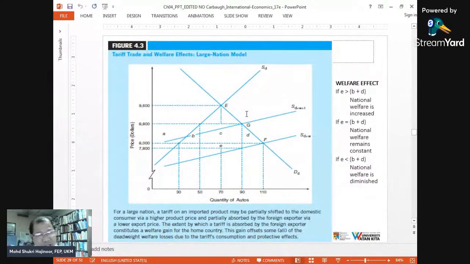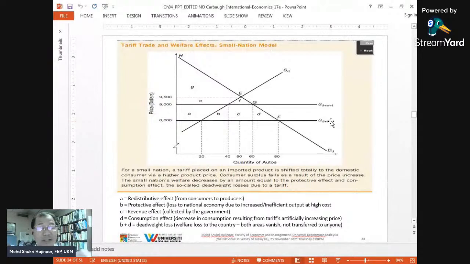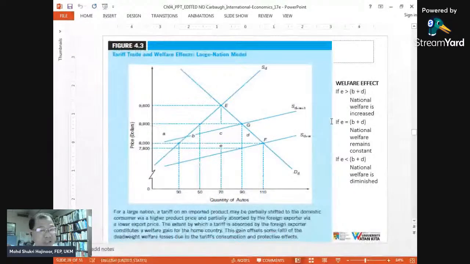And yet, the shape of the supply curve has some gradients, slopes. Okay, slopes. Why? The world supply curve is sloping because this is a large country. A large country can have a big influence on the total supply of the world. Whereas for a small nation, the world supply is flat, horizontal, because a small country does not have influence on the total supply of the world. Whereas a large country has influence on the total supply of the world. That's why there's a sloping, not horizontal, world supply.